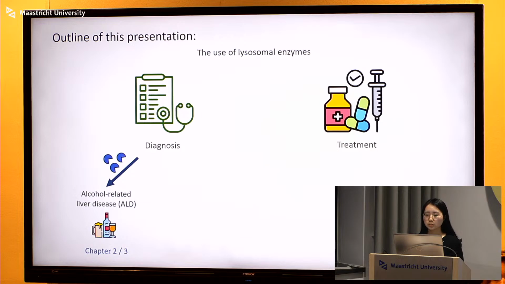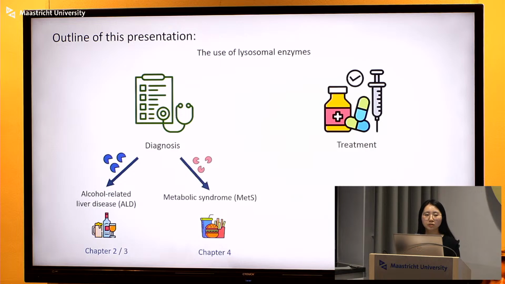In the first two studies, I looked into lysosomal enzyme cathepsin D in the context of alcohol-related liver disease. In the third study, I looked at lysosomal enzyme acid phosphatase in the context of metabolic syndrome. Finally, the last study focused on targeting lysosomal enzyme cathepsin D in the context of MASH.